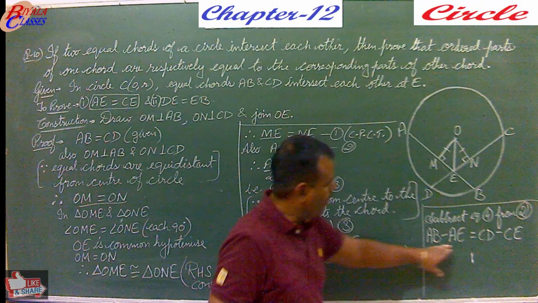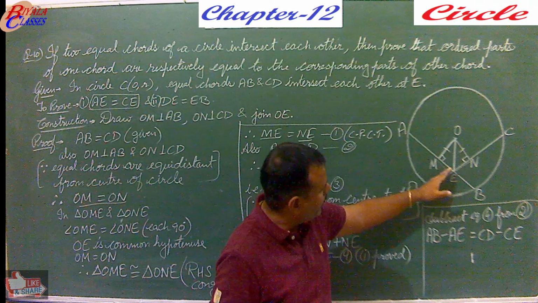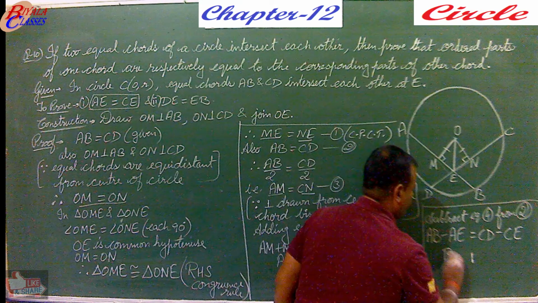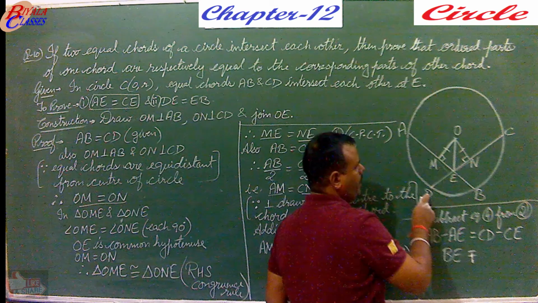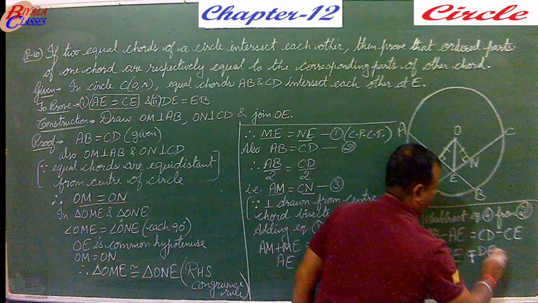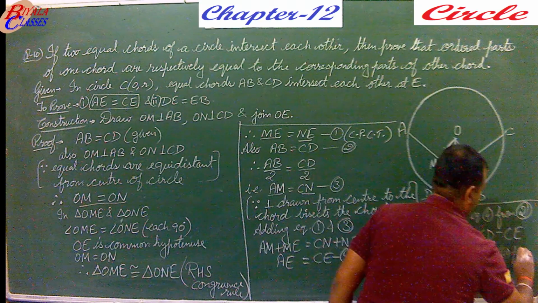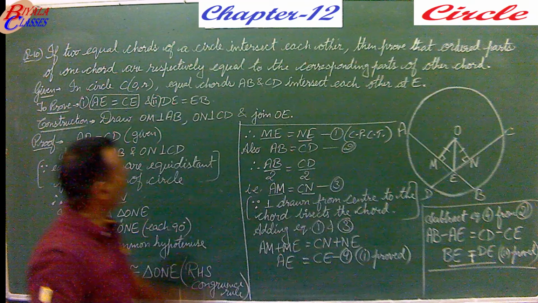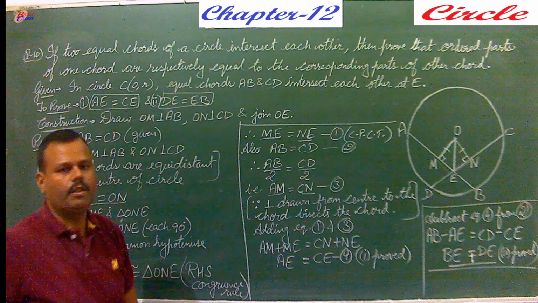Now from the whole chord AB, if you subtract AE, you get EB or say BE, equal to, from CD if you subtract CE, you get DE. So here your second is also proved. So we have proved both the parts. This is clear to you now?